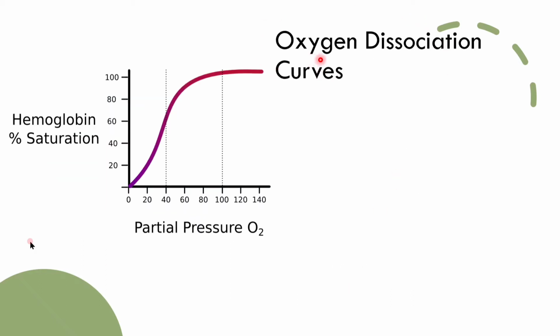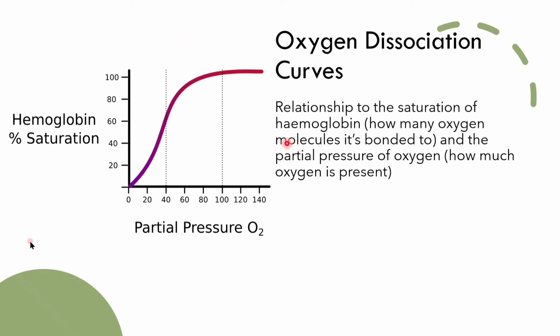And now we're going to look at these oxygen dissociation curves. So what do these show? This graph will show the relationship of the saturation of hemoglobin. Saturation of hemoglobin is how many oxygen molecules the hemoglobin is bonded to. So at 100%, this is 4. At 25%, it's 1 oxygen. At 50%, it is 2 oxygens. So this percentage saturation is just how many out of the maximum 4 oxygen molecules this hemoglobin is bonded to.